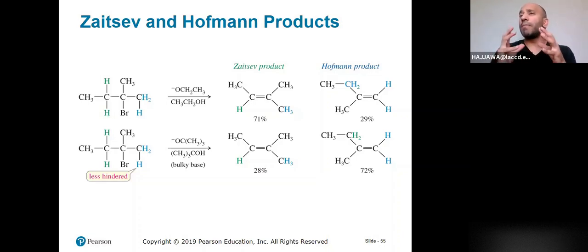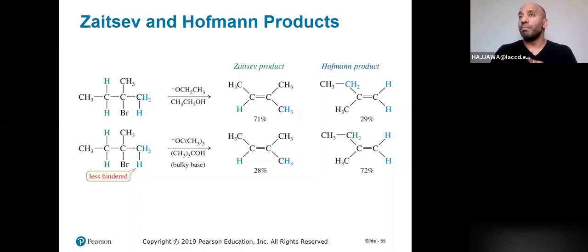And keep in mind that every single time you have more than one hydrogen to be picked up by the base, that's where you're going to have to pay attention to those two rules, Zaitsev's versus Hofmann's. Zaitsev will be applied if you have small bases, anything that's smaller than a tert-butoxide, so propoxide, ethoxide, methoxide. These structures will basically be considered small bases. Then you will be picking up the Zaitsev product, the more substituted alkene.